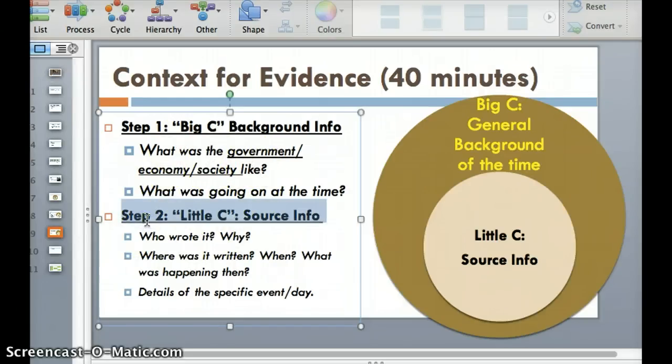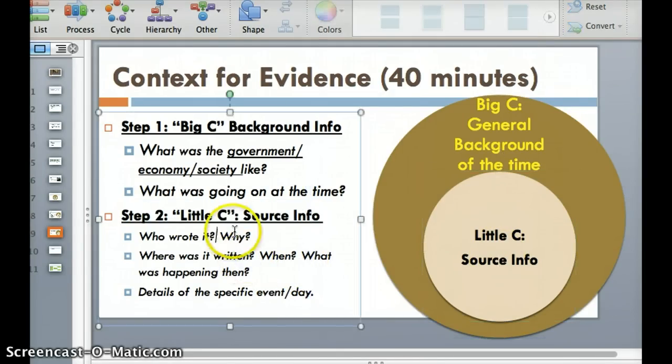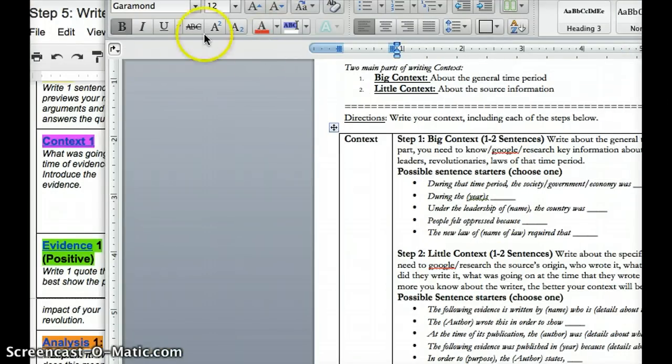And then there's the little c, which is what was happening at the exact source of your evidence. So who wrote it, why, where, when, what was happening at the time. So it's very detailed. So let's go ahead and look at a student example, and I will model this.